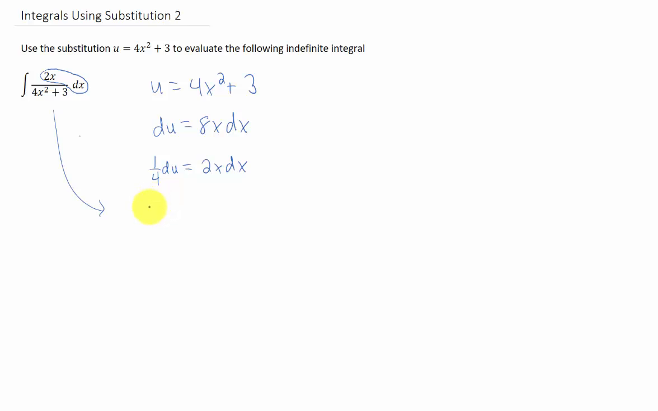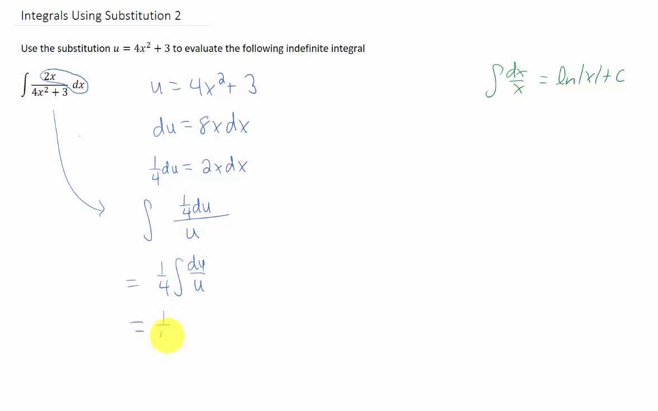Then, making the substitution is just going to give us a 1/4 du as all of the circled stuff up here, and this 4x squared plus 3 in the denominator is just a u. We could then rewrite that integral as 1/4 du over u, and you'll recall from our previous studies that the integral of 1 over x dx is just the natural log of x.